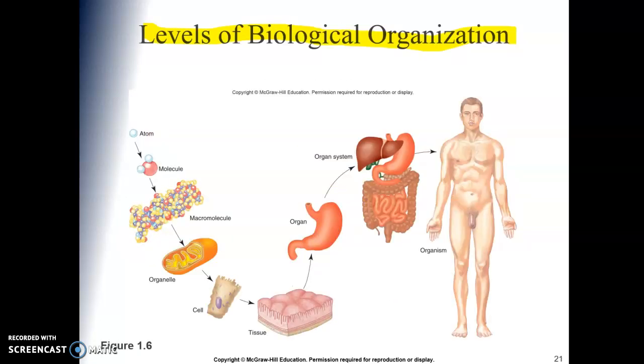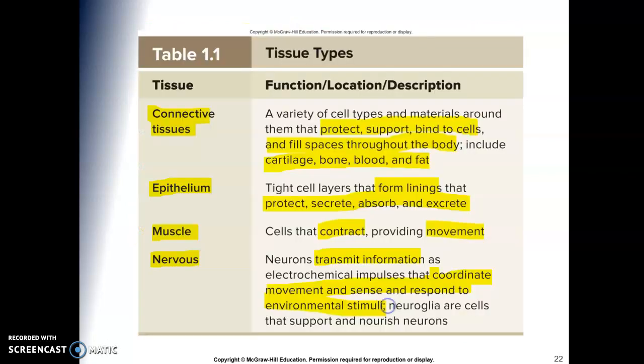So this is something you're responsible for, just going back: levels of biological organization, starting at the very simple and moving to the complex. Four basic tissue types in the human body and their roles. Again, something that you are responsible for.